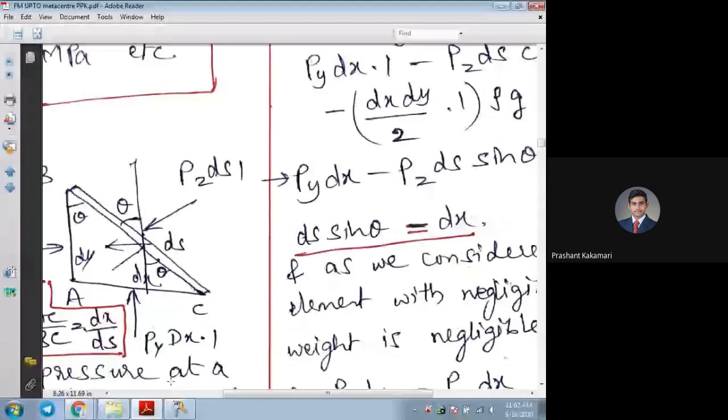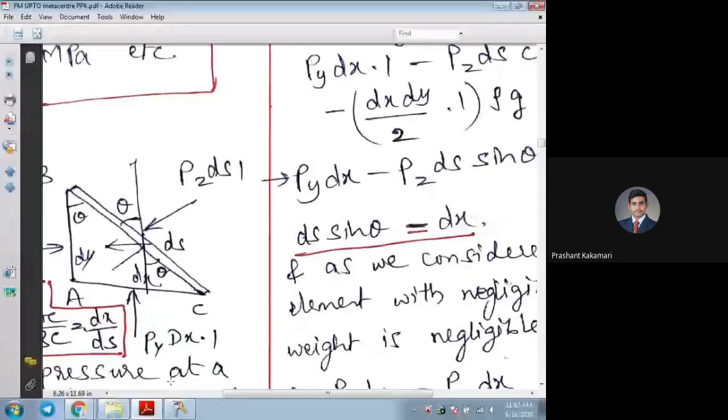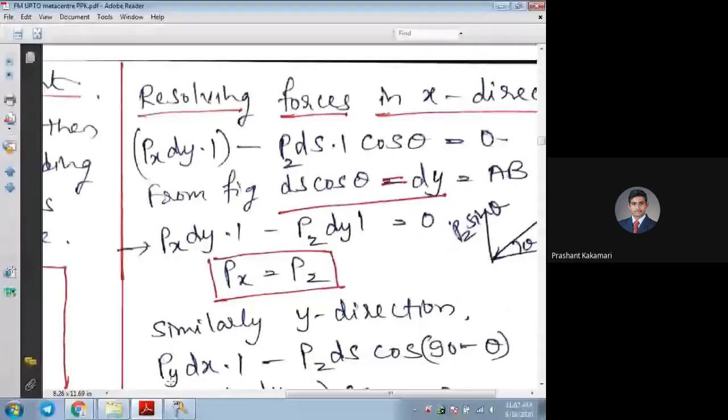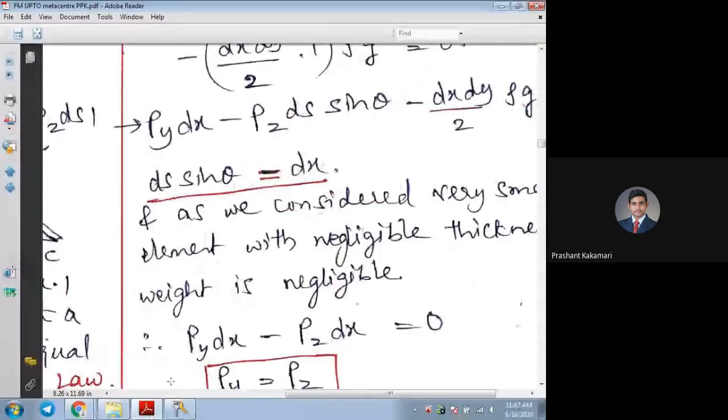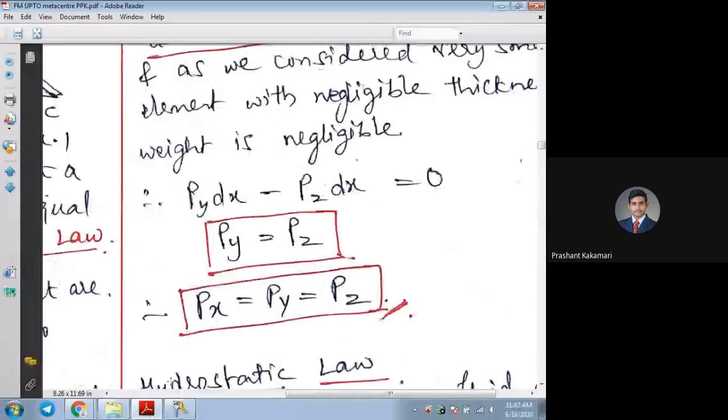That weight we have taken as the volume of this plate, which is nothing but dx into dy, area of the triangle, divided by 2. Thickness of the plate is 1. That is the volume. And if you multiply that volume into rho g value, or the specific weight, it will become the total weight of the molecule, which is negligible for this given example. So after replacing ds sin theta or ds cos theta in the above equation, one can write in the form of dy or dx, so that we can write the final equation as px equal to py equal to pz. I hope the theme behind this derivation is understood by everyone.